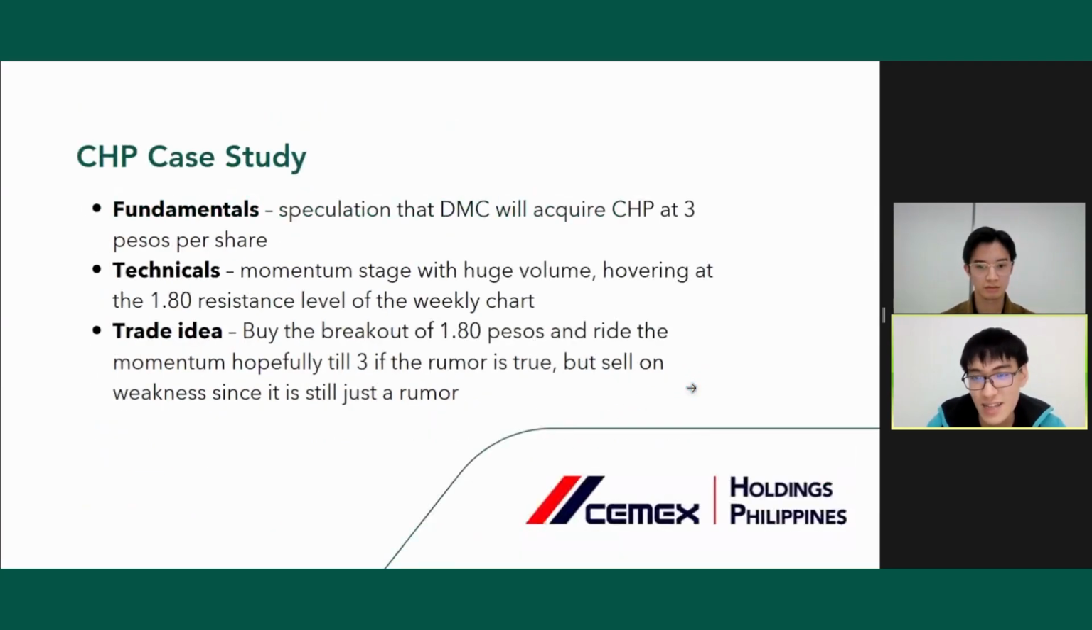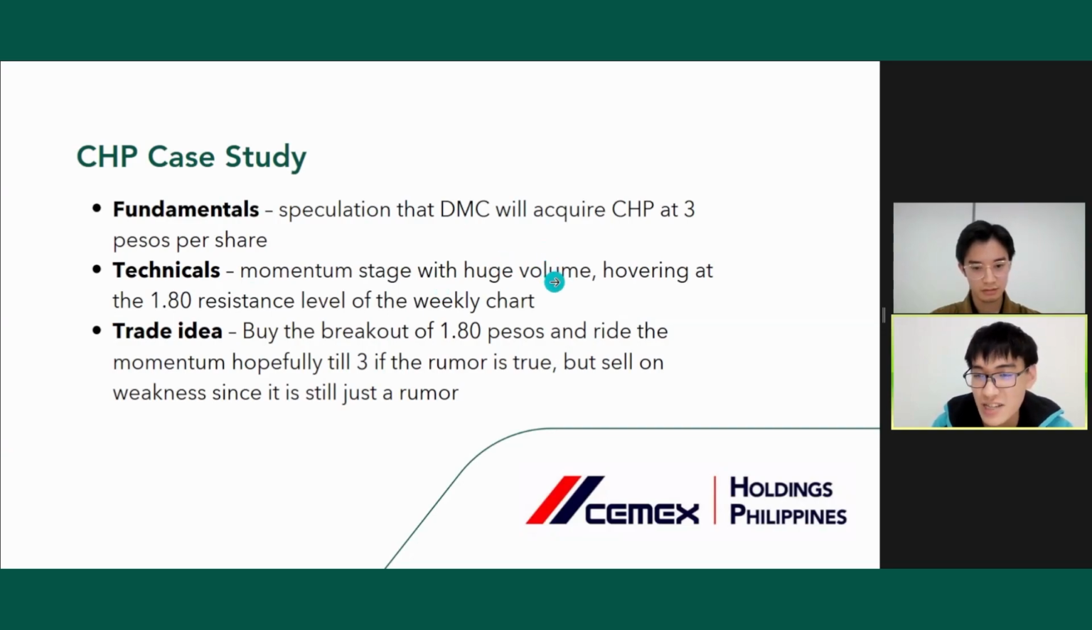So now that we went through the whole process, let's look at some case studies naman of my personal trades, right? So first, let's look at CHP, Cemex Philippines. So what were the fundamentals? There was speculation that DMCI will acquire CHP at 3 pesos. There were a lot of news articles around talking about it. So that's the fundamentals. Technicals, it was on a momentum stage with high volume.